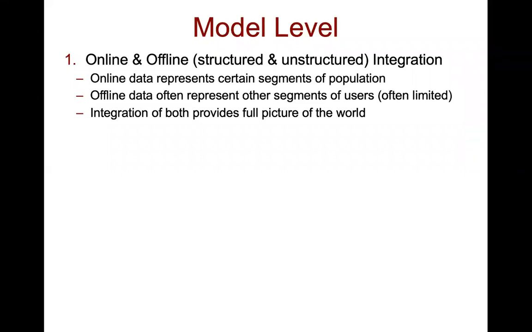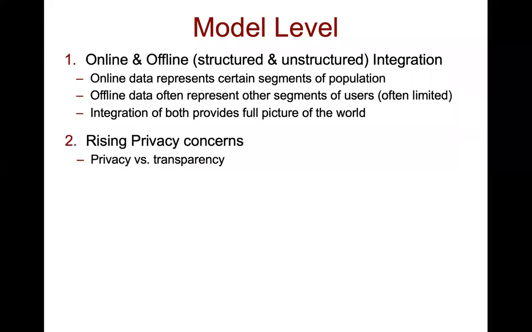On the model level, you want to consider online and offline data integration. Online data represents some segments of the population. Offline data often represents other segments of users. And offline and online quite often don't intersect that much, and it's not obvious who is online, who is offline, who these people are, how they're related to one another. So if you want to really integrate this data well, you need to make sure that your data representation is not just consistent and effective, but also mutually complementing. And you need to have a full picture of the world, which we don't. So this is a challenge.